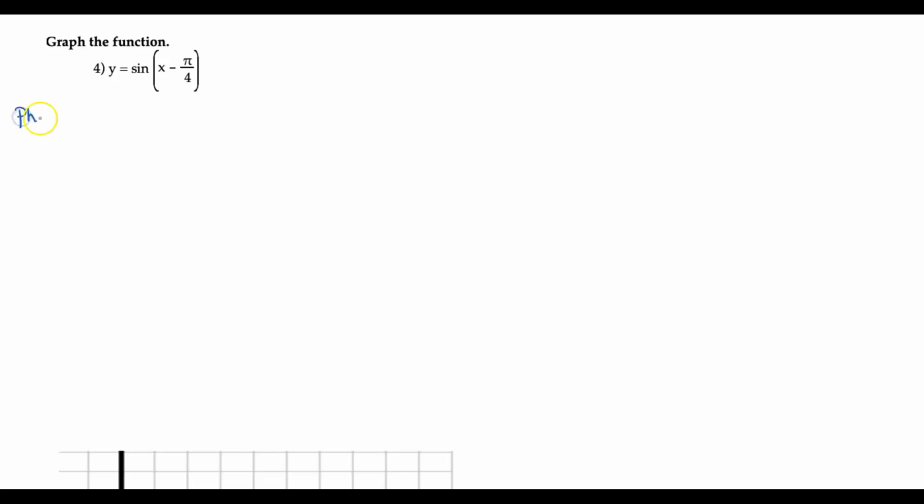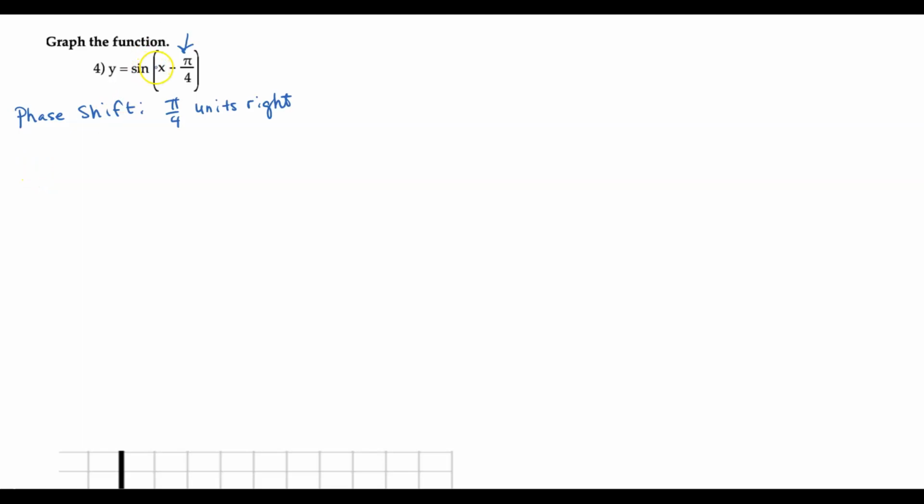So what is the phase shift involved here? Well, the phase shift involved is that it is moving pi over 4 units to the right. Okay, so pi over 4 units right. And that's given by this right here on the inside. Remember, it always moves opposite of the sign.